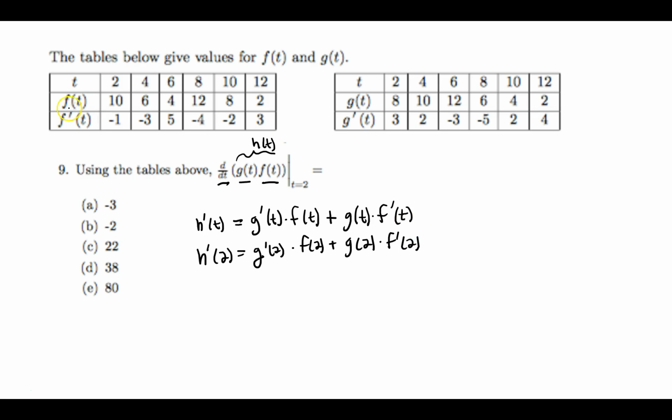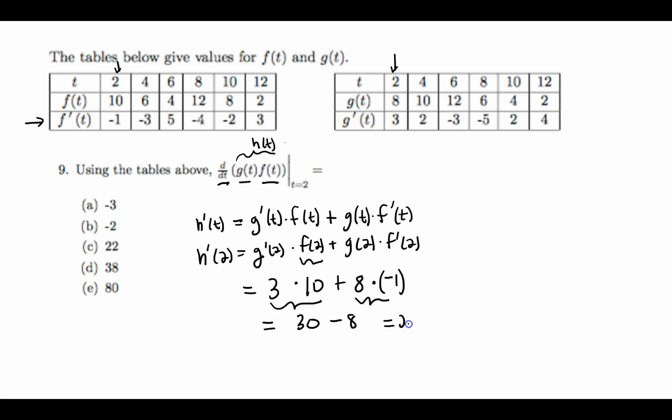So in this chart, we have t being equal to 2. F of 2 is 10. That's how you read that. G of 2 is 8. But each of those get multiplied by the derivative. And so the third row here is about the derivative. F prime at 2 is -1. G prime at 2 is 3. So you take the 3 times the 10 to get the 30. The -1 times 8 to get the -8, and the answer would be 22.